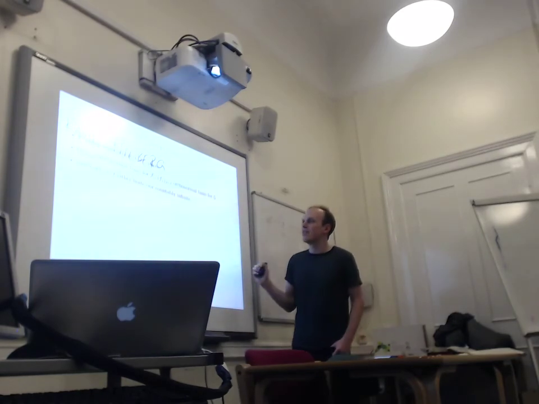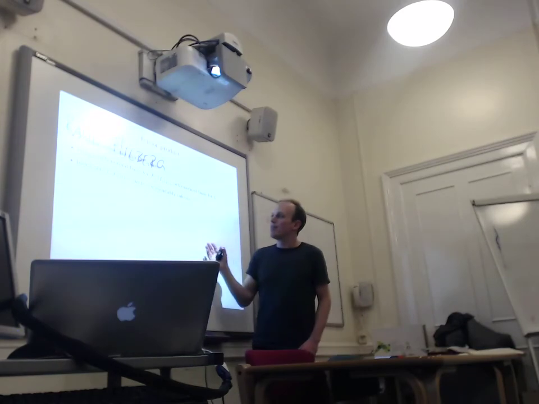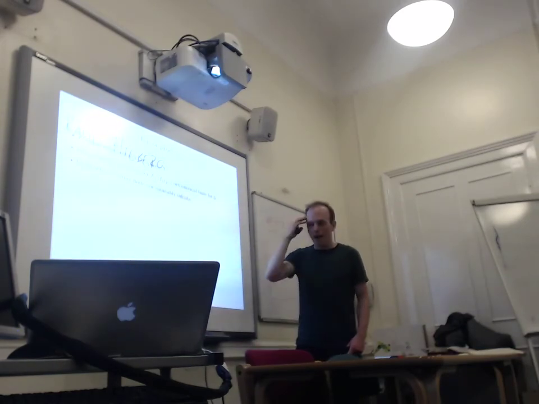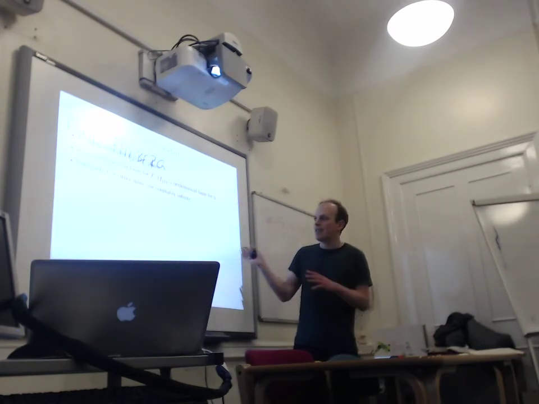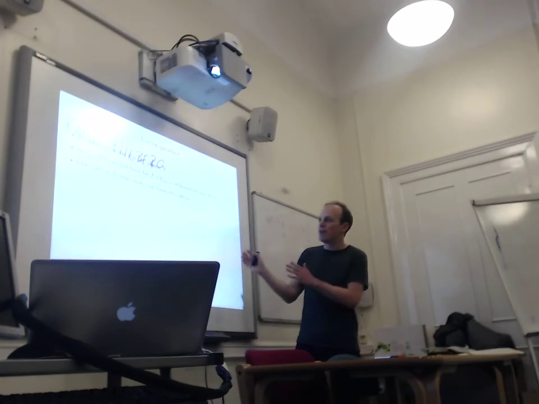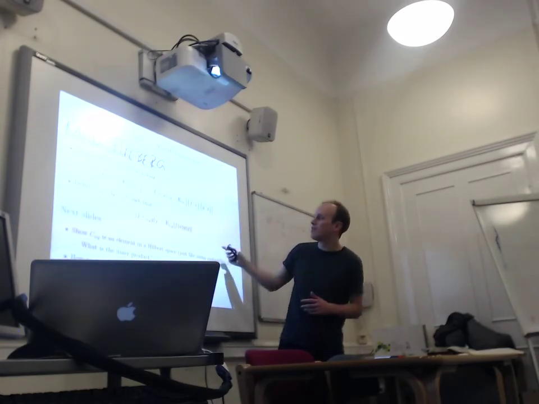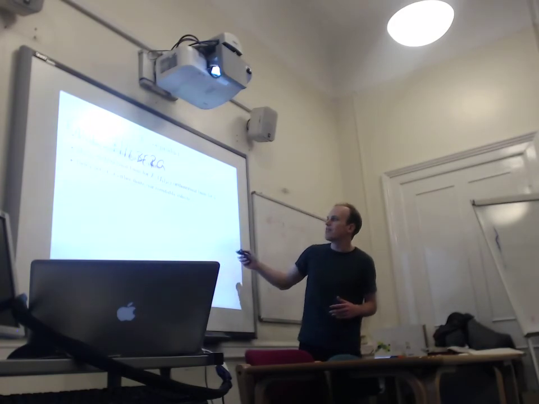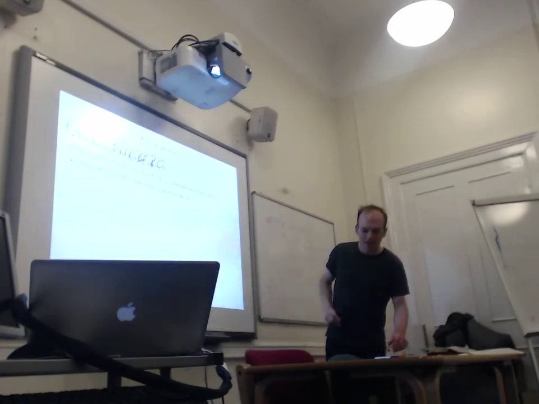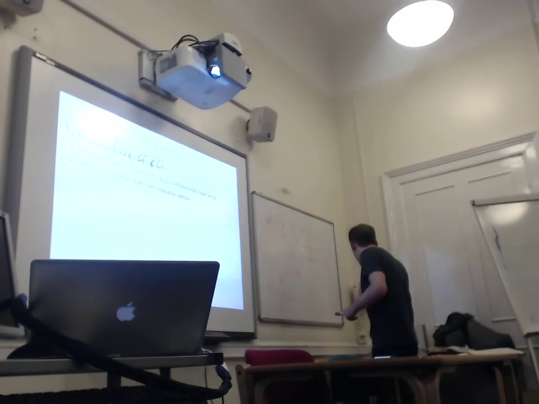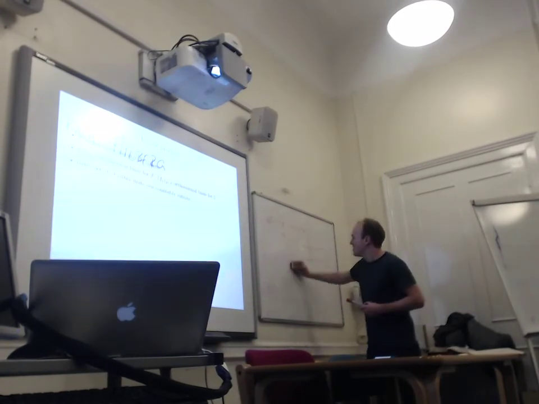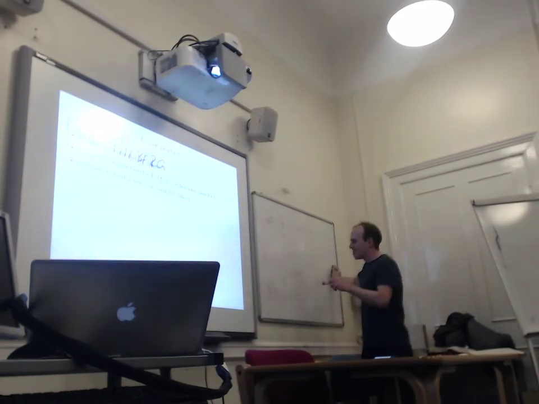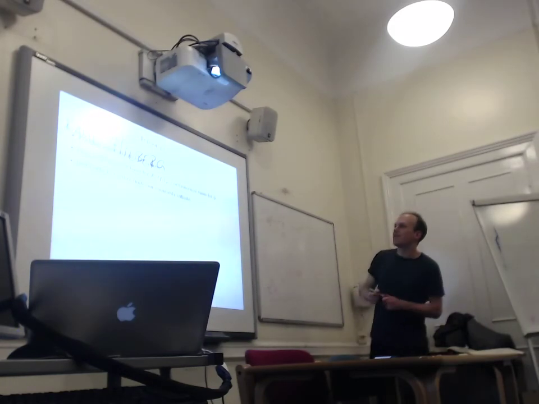Now, the covariance operator is a mapping from the feature space of, in this case, y to the feature space of x. Have I got it here? No, I haven't. I will need to use the board. That one erases. I think I have enough space.